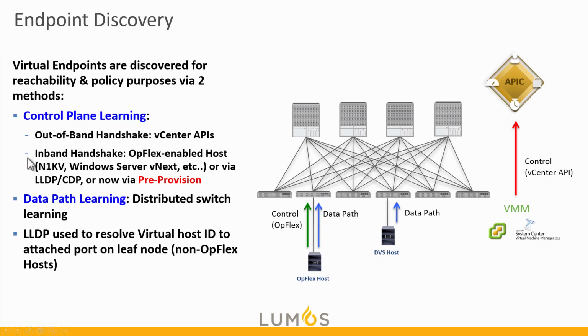Now, the control plane learning actually has to occur if we're using CDP or LLDP. We have to get the API information from the vCenter to the APIC, and then we also have to see that CDP or LLDP from the actual traffic, so really in band in terms of inline from the host to the leaf switch.